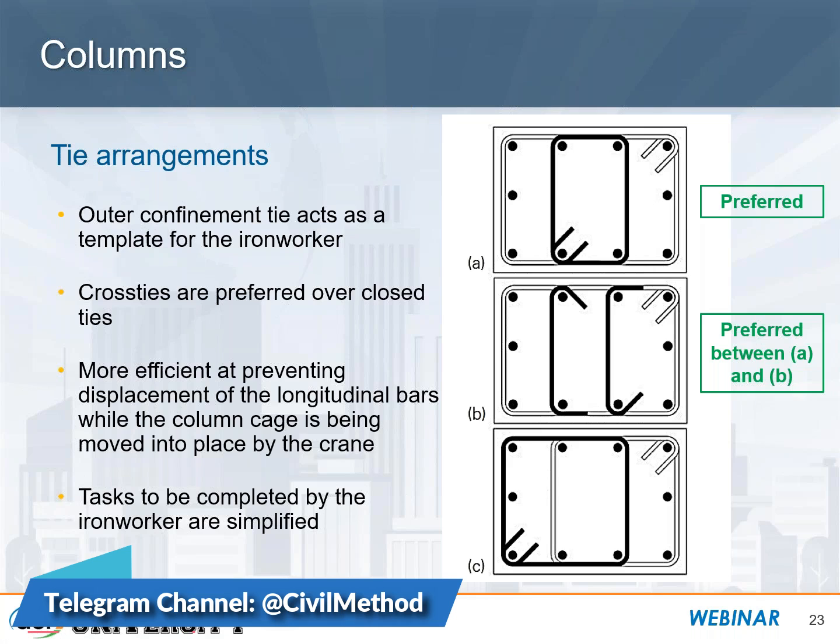What's even better, well, let me tell you first why it's workable. The outer confinement tie acts as a template for the iron worker. Okay, take a look at this one here in A and B, which basically has that same outer confinement tie, whereas in C, you don't have that situation. You have two sets of closed ties that overlap each other.